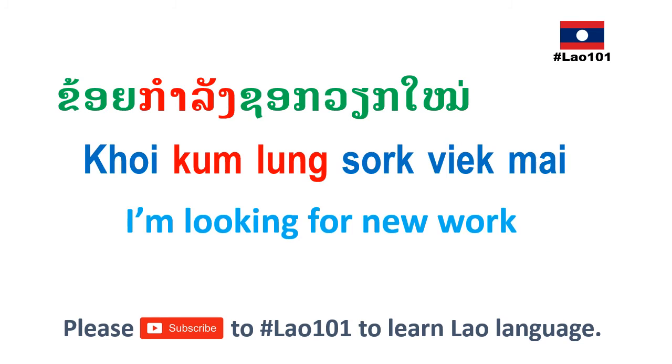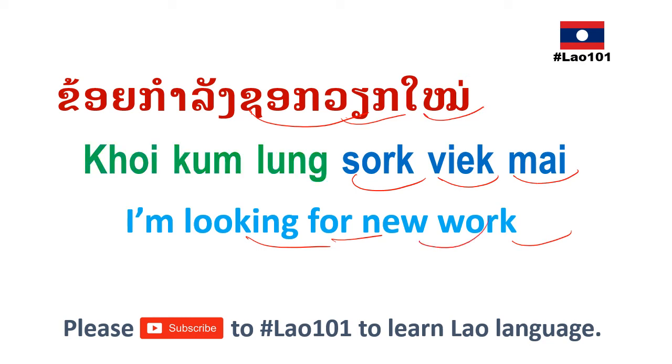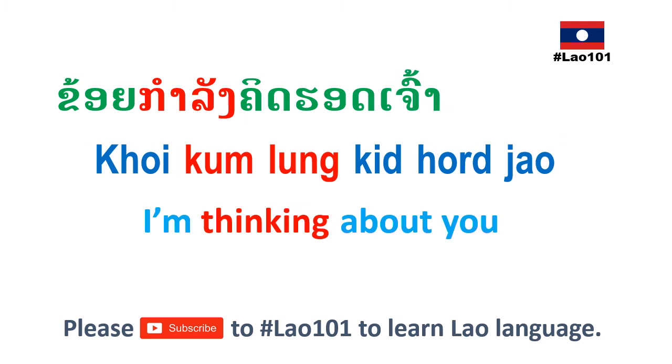It's just an example of how you put it in the context of conversation, and I think perhaps this kind of situation could help you in terms of learning new words. ข้อยกำลังซอกเวียกใหม่. ซอก means to find or look for, เวียก means work, ใหม่ means new. ข้อยกำลังซอกเวียกใหม่, I'm looking for new work. ข้อยกำลังคิดฮอดเจ้า. คิดฮอด means thinking about or missing, เจ้า means you. I'm thinking about you or I'm missing you.